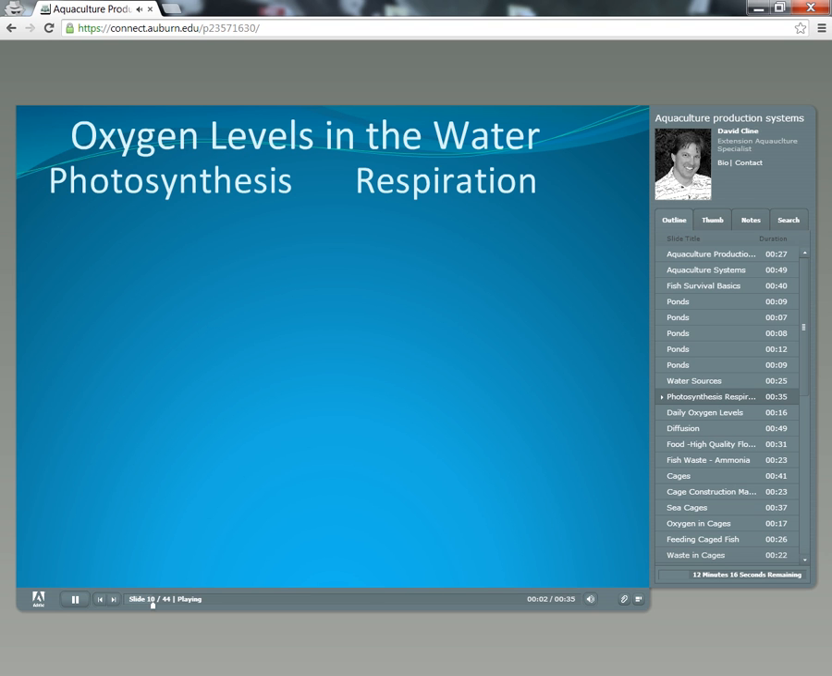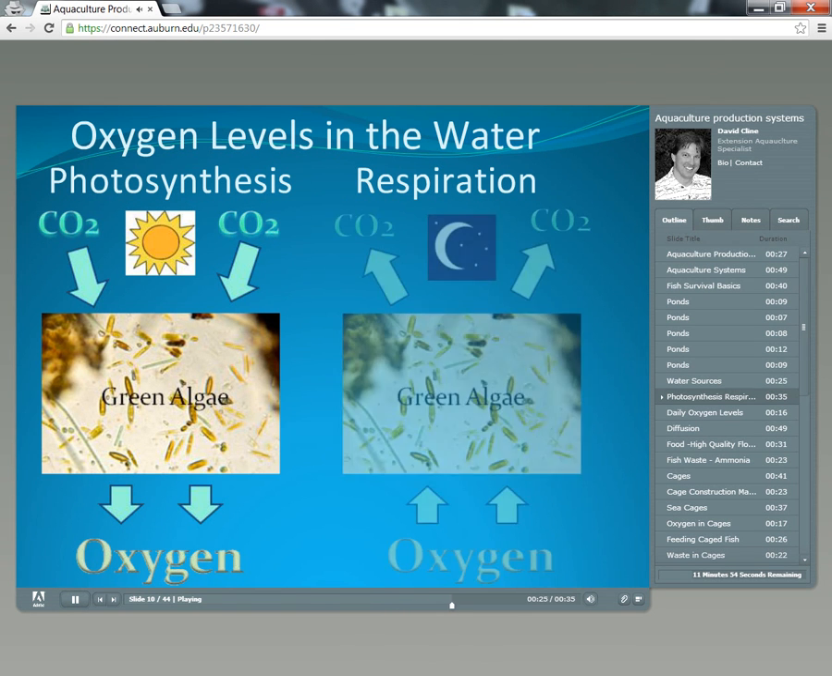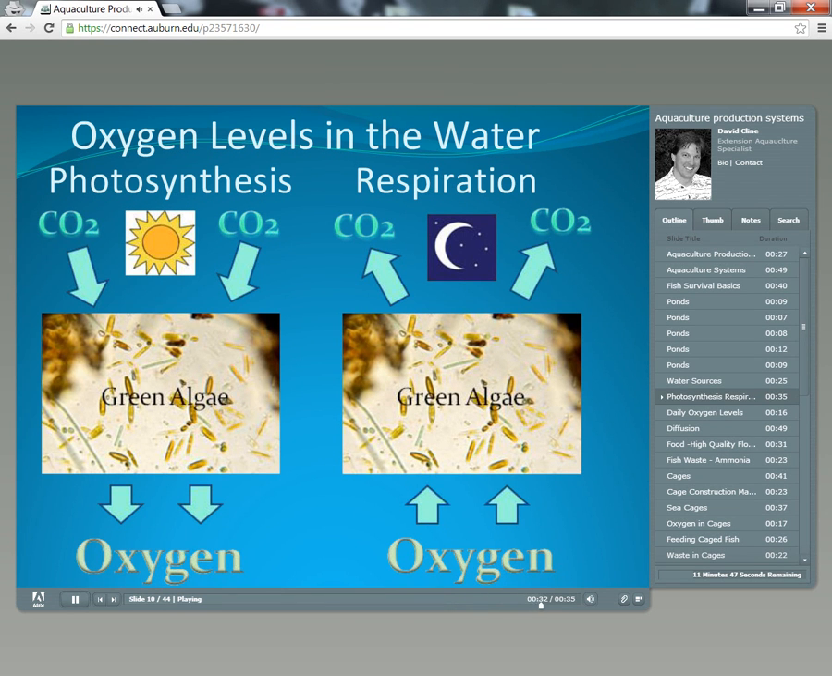In most ponds, the oxygen is supplied by microscopic plants called phytoplankton, or algae. It is these tiny plants that supply most of the available oxygen through a process called photosynthesis. The amount of oxygen available is closely tied to the density of algae. During the day, the plants remove carbon dioxide from the water and produce oxygen. But at night, when the sun goes down, the plants begin to respire, which consumes oxygen and releases the carbon dioxide back into the water.